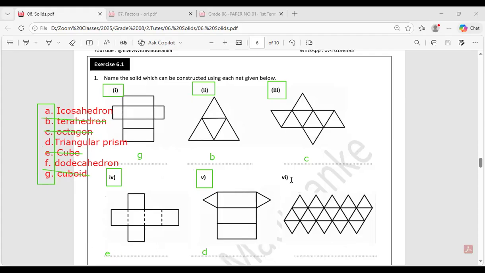What is the last one? A. Yes, A. Because it has 20 faces. Yes, it has 20 faces. Super. I hope you have completed it by now, right?